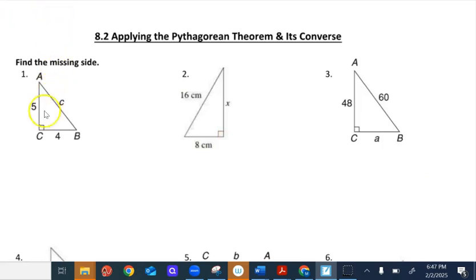Let's apply some more right here. So this is just A, B, and C. We would set it up like this and find C. This is A, B, and C.